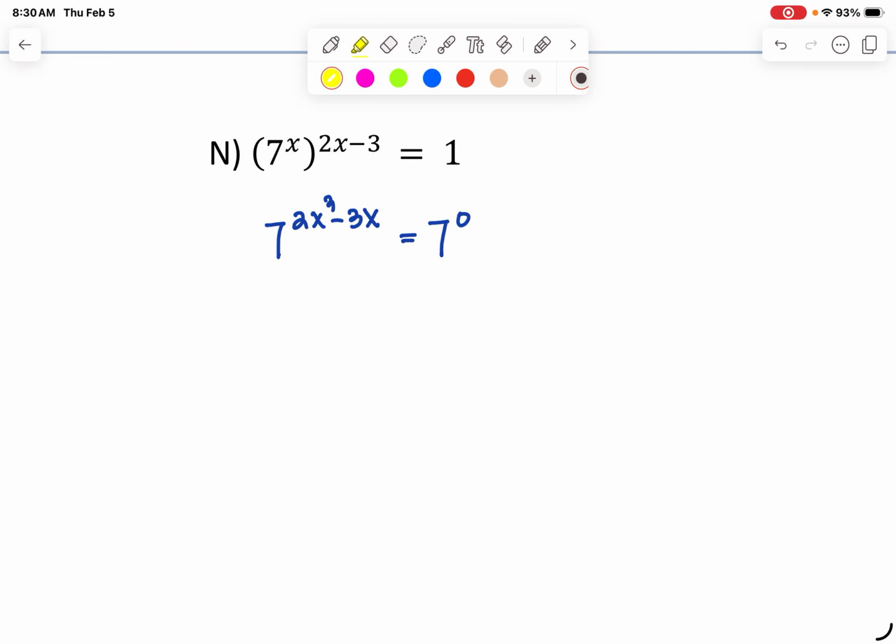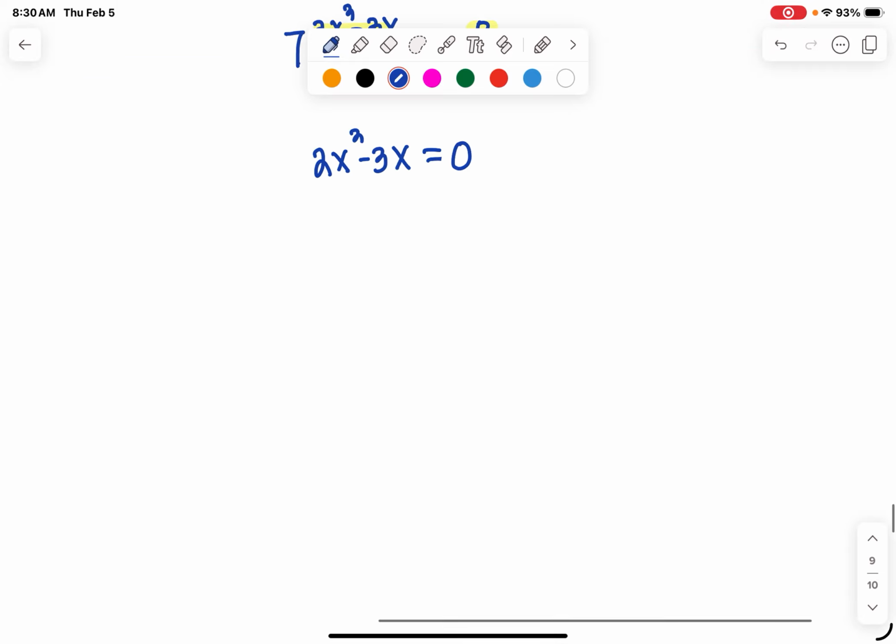All right, now, simple here. Set those exponents equal to each other. 2x squared minus 3x equals 0. This is a quadratic, so the first thing I ask myself is, can I solve it by square rooting? The answer is no. So then I want to try to factor it. First thing I look for is a GCF. There is a GCF.